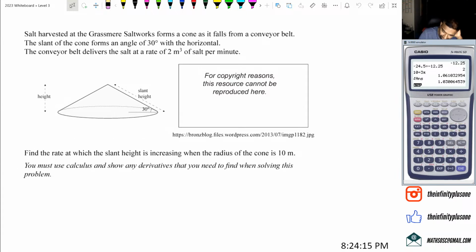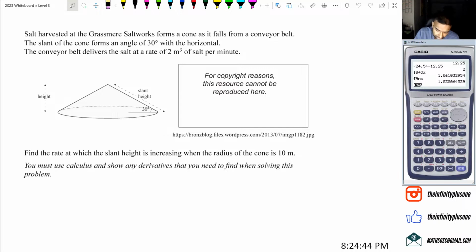All right, so what we've got here is a cone, the slant of the cone is 30 degrees. A conveyor belt delivers salt at 2 meter cubed per second. Let's just have a go with this, and then we can work through it slowly. All right. So the first thing that we have is 2 meter cubed.